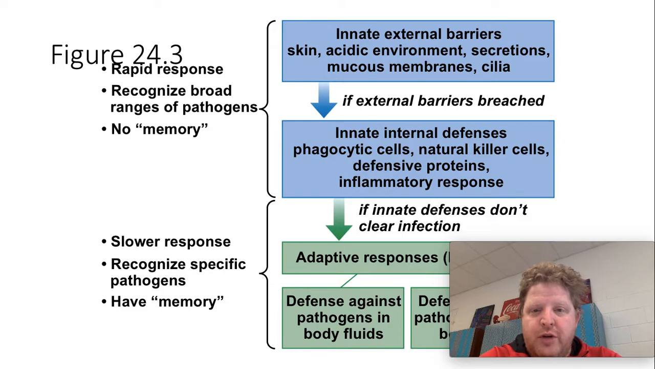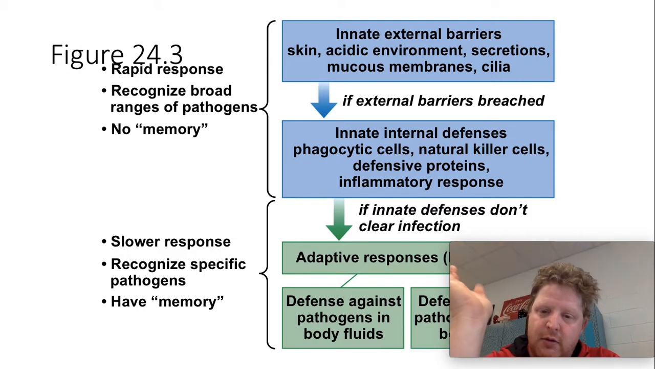I told you that I wanted you to be able to give me an innate versus an adaptive or an acquired immunity difference, so differentiation. Everything on the left side is really what I'm looking for. So innate: rapid, recognized, broad ranges, no memory. Acquired or adaptive responses are slower, recognize specific pathogens, and have memory. It's pretty much what I'm asking. The right side is the same thing.